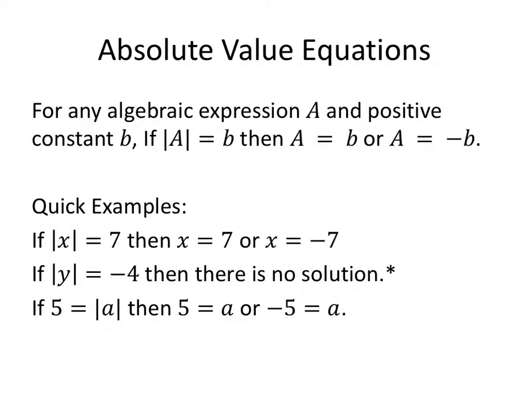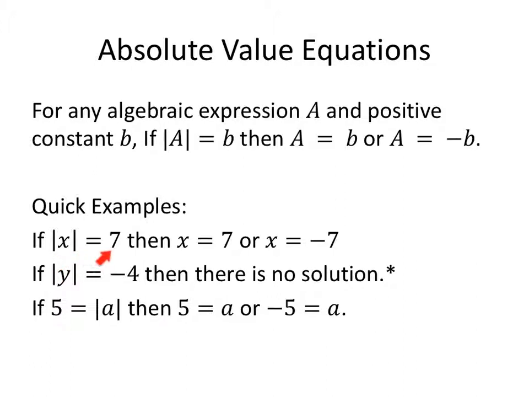So, absolute value equations. For any algebraic expression A and positive constant B, if the absolute value of A is equal to B, then either A equals B or A equals negative B. Remember, the absolute value is a distance, and distance is always positive. So we don't know if the input was positive or negative to start with, because the absolute value itself makes the result non-negative. Quick little examples here.